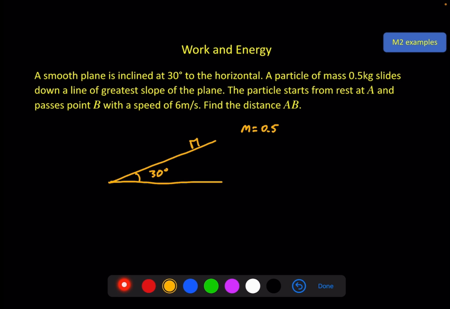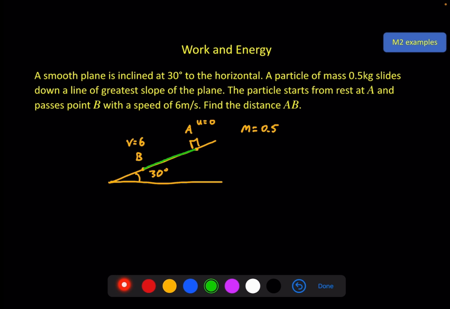The particle starts from rest at A, call this point A, and passes point B, let's call this point B down here, with a speed of 6 meters per second. Find the distance AB. A quick side note about exam questions.